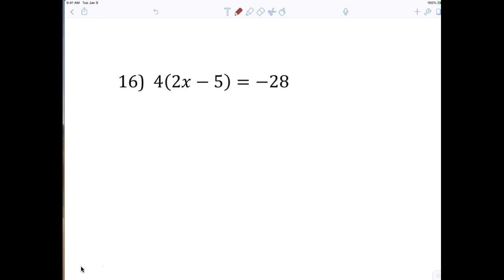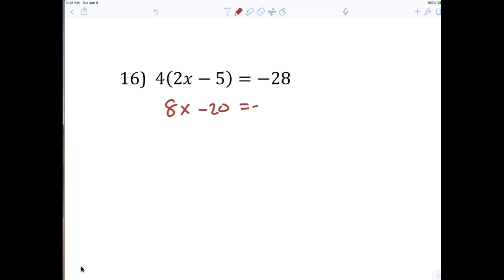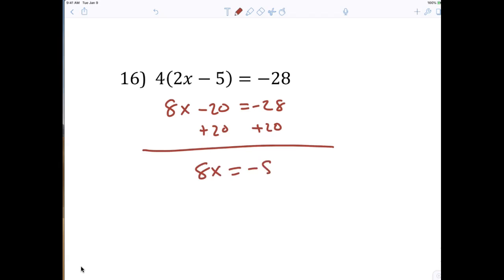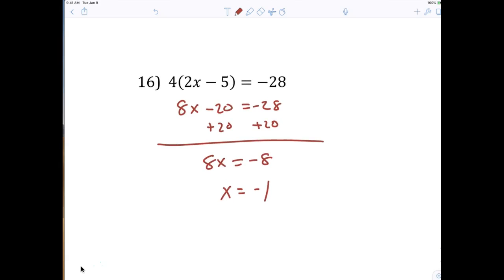Continue on. Here we go. Distribute. 8x minus 20 equals negative 28. Add 20. 8x equals negative 8. X equals negative 1. Yes. You see it? Good. Good. It's important to catch your mistakes.